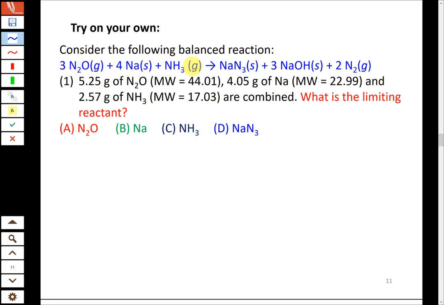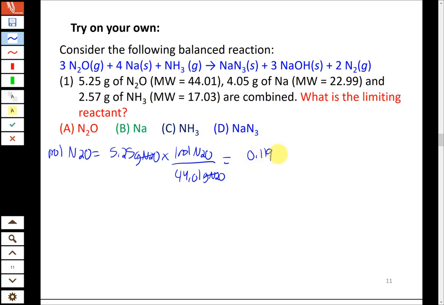So anytime you have the amounts for 2 or more reactants, we have to figure out the limiting reactant, and that's actually the first question this problem is asking. What is the limiting reactant? For each one, we're going to find the stoichiometric ratio, which starts with moles. For N2O, we have 5.25 grams, and we divide by the molar mass to get into moles. The molar mass is given, 44.01 for N2O, so we have 0.119 moles of N2O.